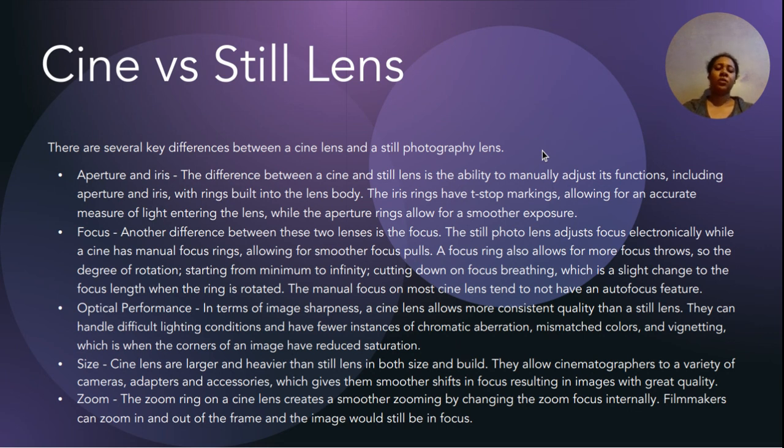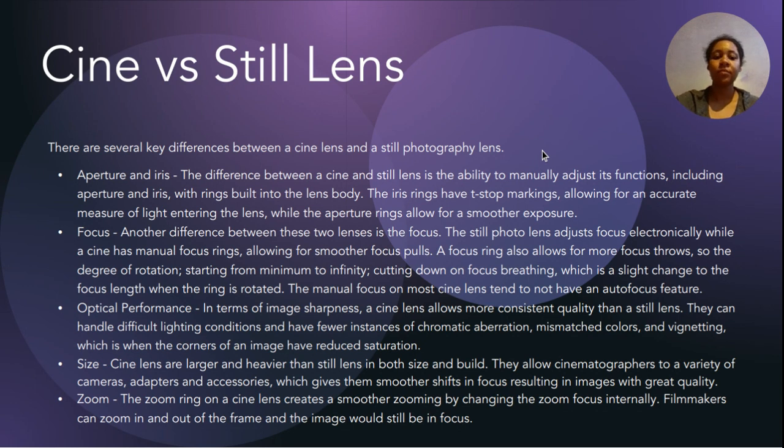Focus, there's another difference. They're both different in terms of focus. The still lens adjusts the focus electronically, while you have to manually adjust the focus with a cine lens because of the zoom rings. The focus rings that you have when you are adjusting the cameras are next to the zoom. The zoom one's the bigger frame, the focus one's the smaller one when you rotate it.